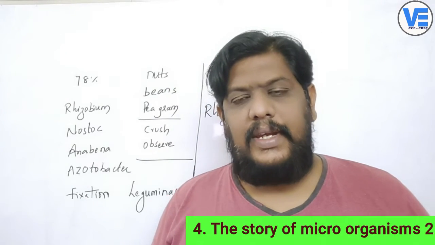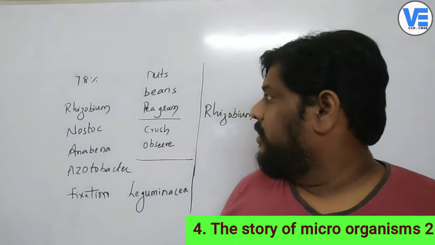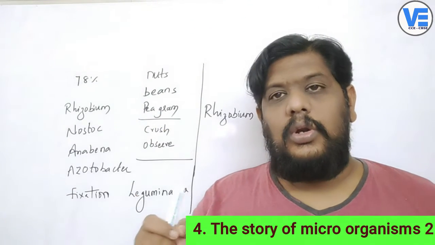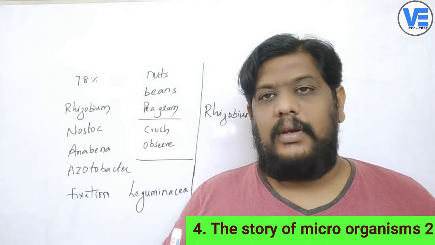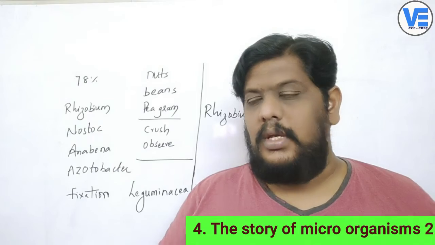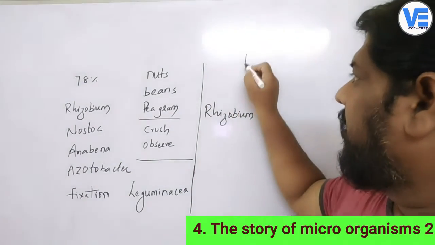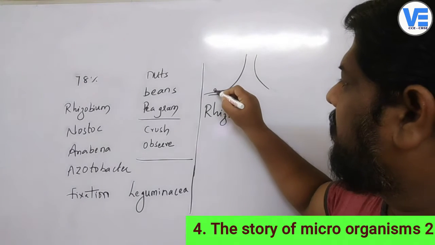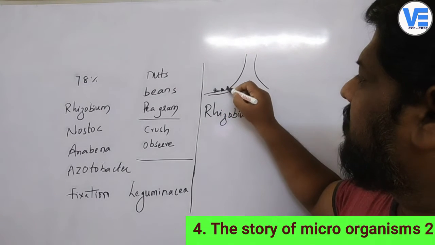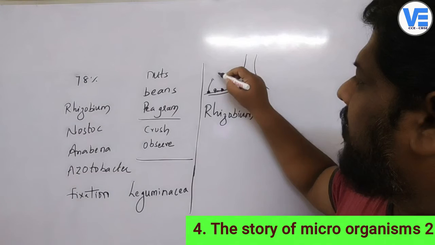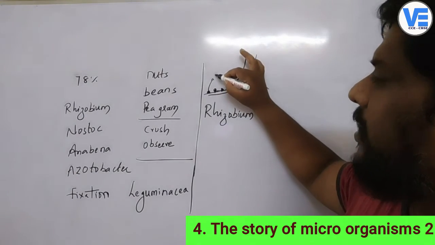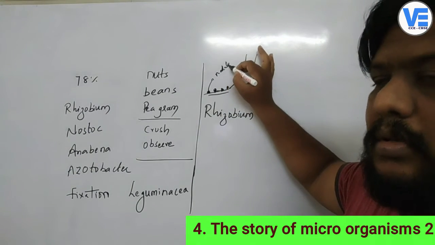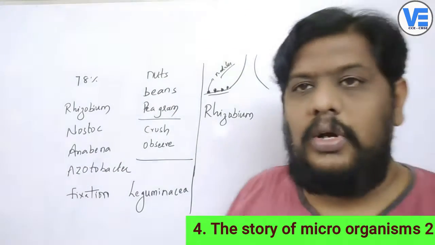So we'll do an activity here. What we'll try to do is we'll try to collect some root nodules. Okay, now these are the roots. Okay, so on the roots there are some nodule-like structures like this. And these bulged structures here are called the nodules.